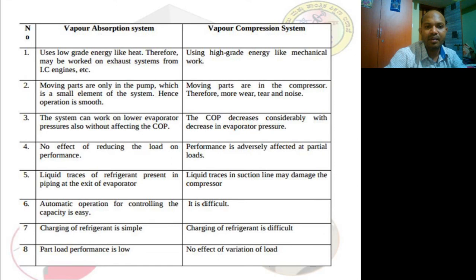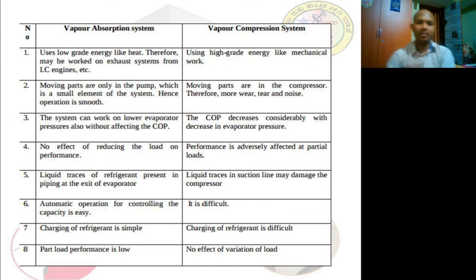Liquid traces of refrigerant are present in the piping at the exit of the evaporator. It will be there because the ammonia is being mixed with a solvent, or it may be water. Liquid traces in the suction line may damage the compressors. Automatic capacity control is easy in VCR and difficult over here. Charging of refrigerant is simple and cheap, whereas the charging of refrigerant is difficult here. Part load performance is low in VCR, whereas no effect of reduced load will be considered over here.